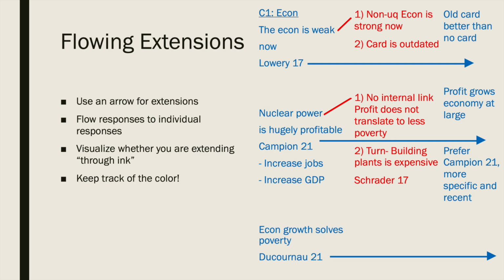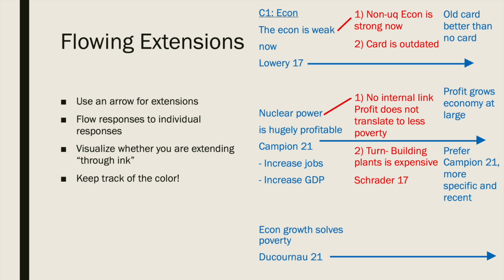And then to finish out this technique part, flowing extensions, the best thing to do is to just use arrows for your extensions. You're going to develop your own shorthand and kind of symbology to go with your flowing, and extensions as arrows is pretty much a universal one. Make sure that you are still flowing responses to individual responses. So if your opponent makes 2 arguments against your card, make sure you answer those 2 arguments and flow those 2 responses.